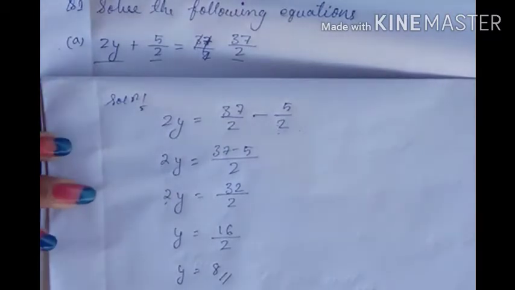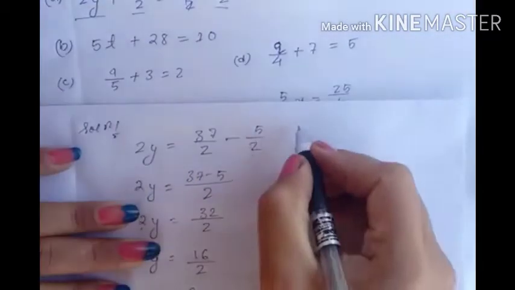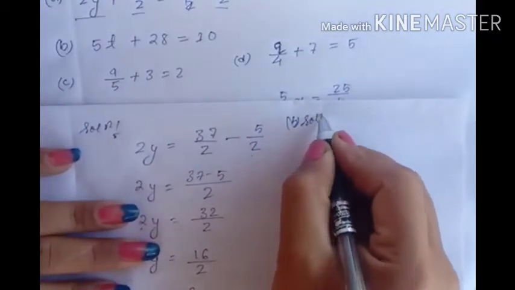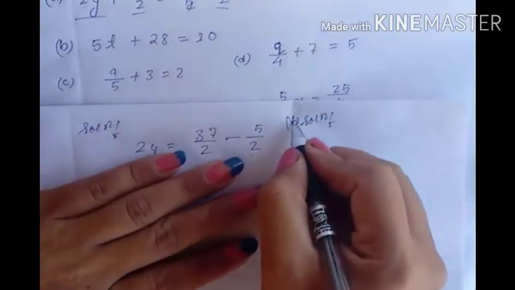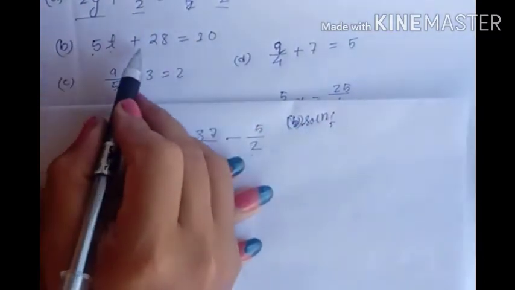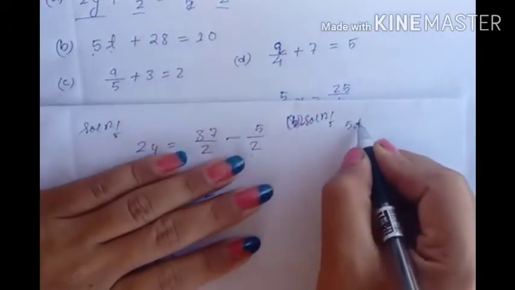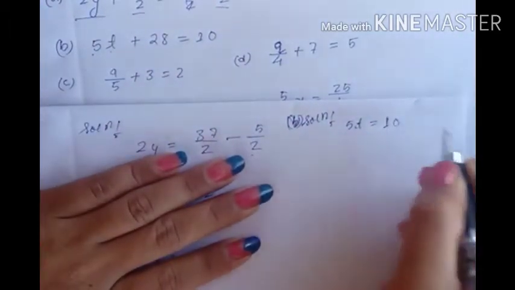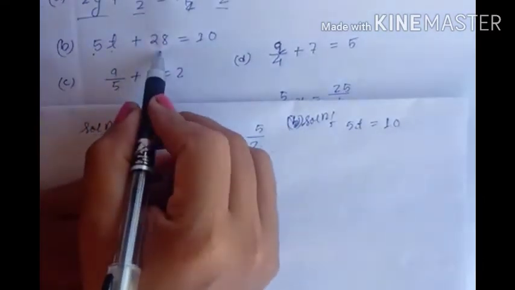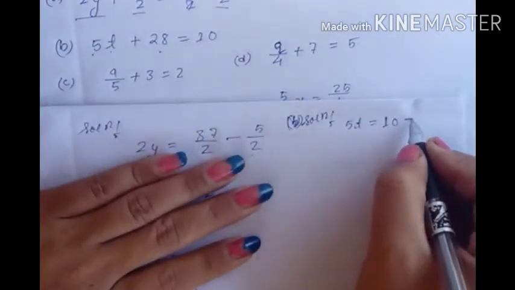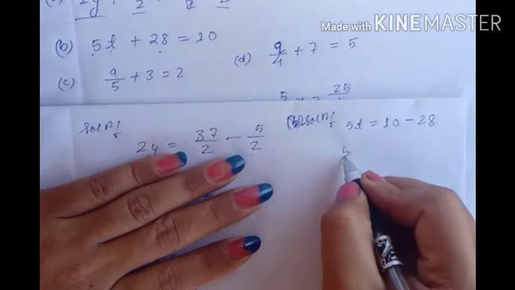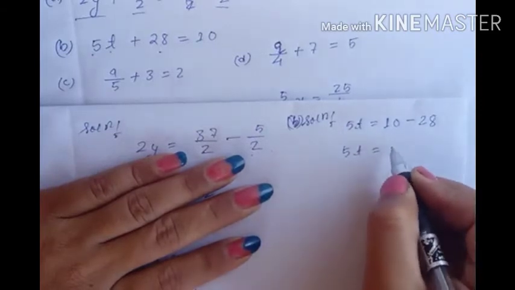Now come to the next question, question number B. The B solution I will solve here. What is the question? 5t plus 28 equal to 10, isn't it? 5t equal to 10, because I will transpose this 28 to the right hand side. If it is plus, then it will become minus. So 5t is equal to 10 minus 28.